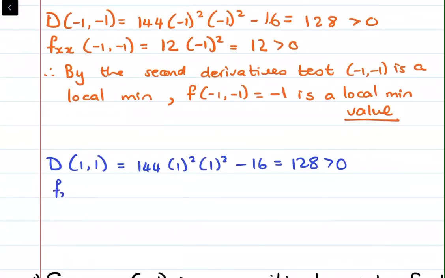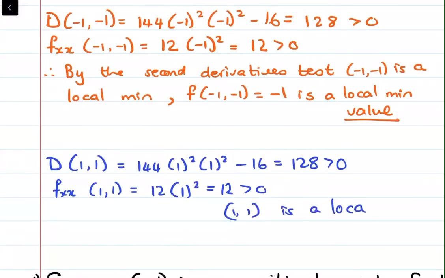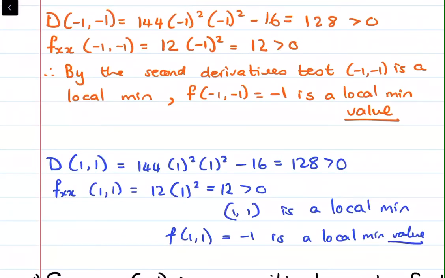So remember then that it means that we have two cases. We have to calculate fxx at 1, 1, and then that is 12 times 1 squared, which is 12, and that is positive. So once again, by the second derivative test, 1, 1 is a local minimum as well. And f(1, 1), if you plug in 1, 1, you get the same value as at -1, -1, and that is the local minimum value. Okay. The language is important here.